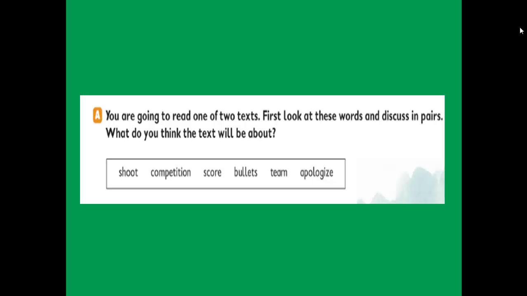What about score? Score means the result of something. It means goals, points, etc. Bullets. Bullet is a small metal object that's fired from a gun. Team, a group of people play together. Apologize, to say sorry for something.